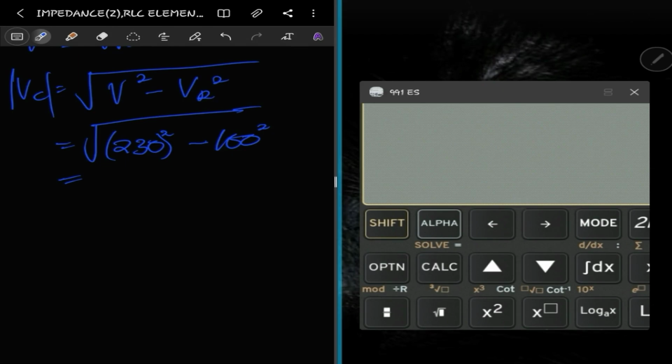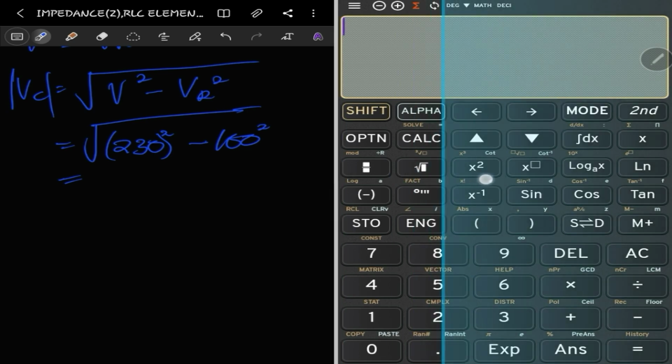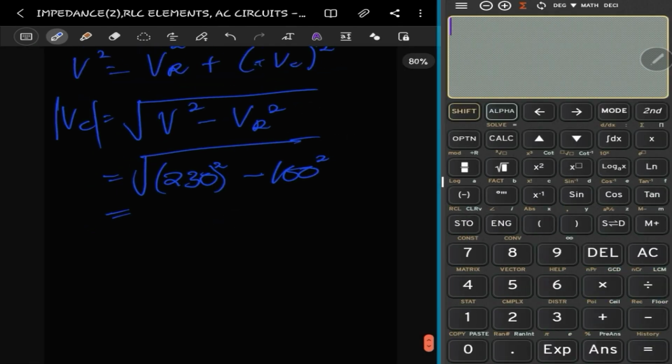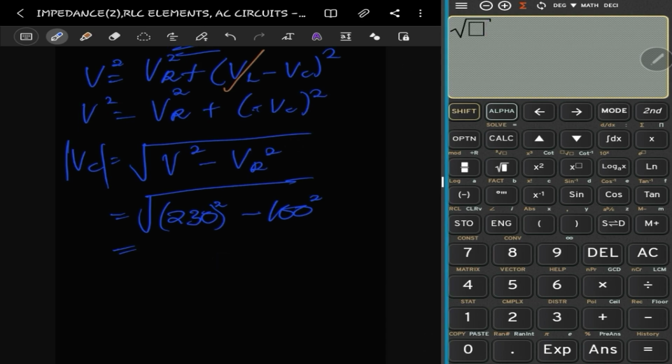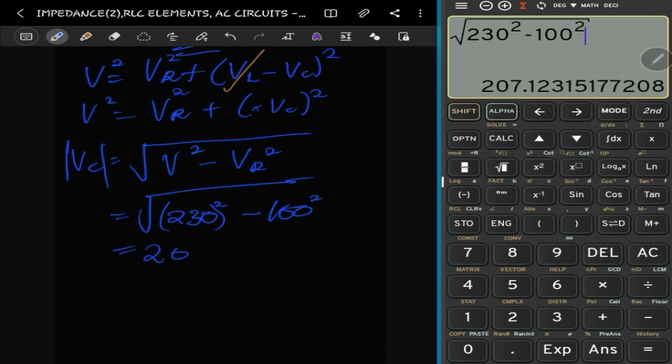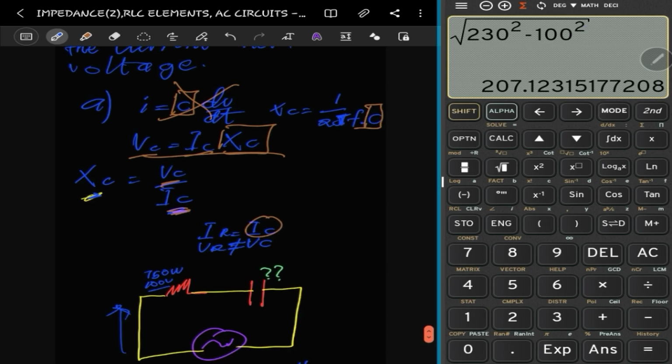Basically, whenever you see the question, you should be able to go through it and know, oh, you need this, you need that. You should be able to analyze the question even before you start solving anything. It makes the work easier instead of just rushing through it. If you understand what you need to get what you want, then you should be able to do it. So 230 squared minus 100 squared gives us the VC of 207.1232 volts.